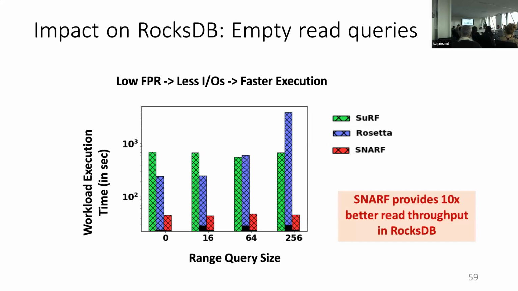Now, SNARF is particularly able to do much better than all of them for all the range query sizes. And the throughput for this particular experiment was 10x compared to other filters. Now, just to point this out, this is a workload which has all empty read queries. So a production setting might also have queries which are not all empty. So this was particularly used to showcase how good SNARF is.